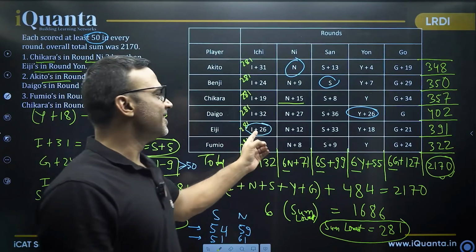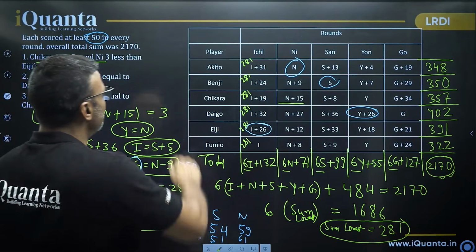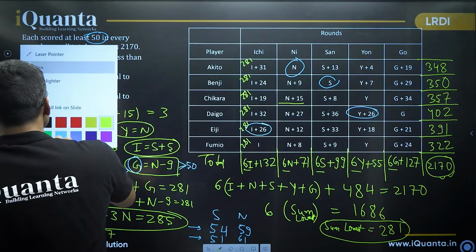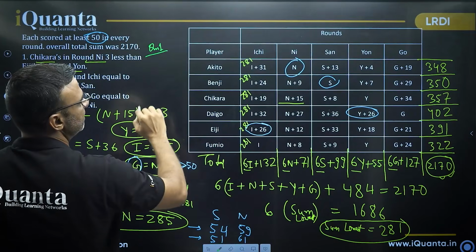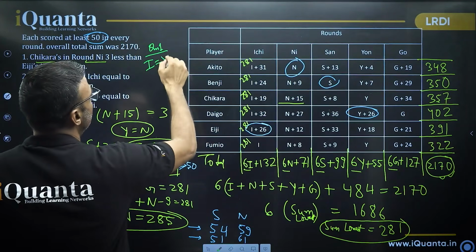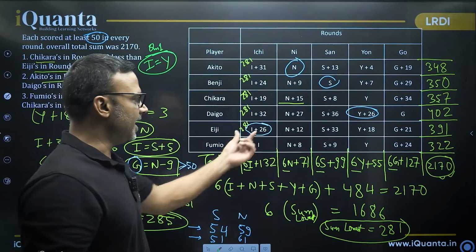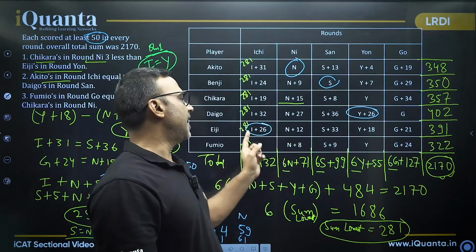Now you see, this is I plus 26. This is Y plus 26. So what do we want? Question 1 says that I is equal to Y. This is what it means. If I want I plus 26 to be equal to Y plus 26, the 26 cancels. I have I is equal to Y.